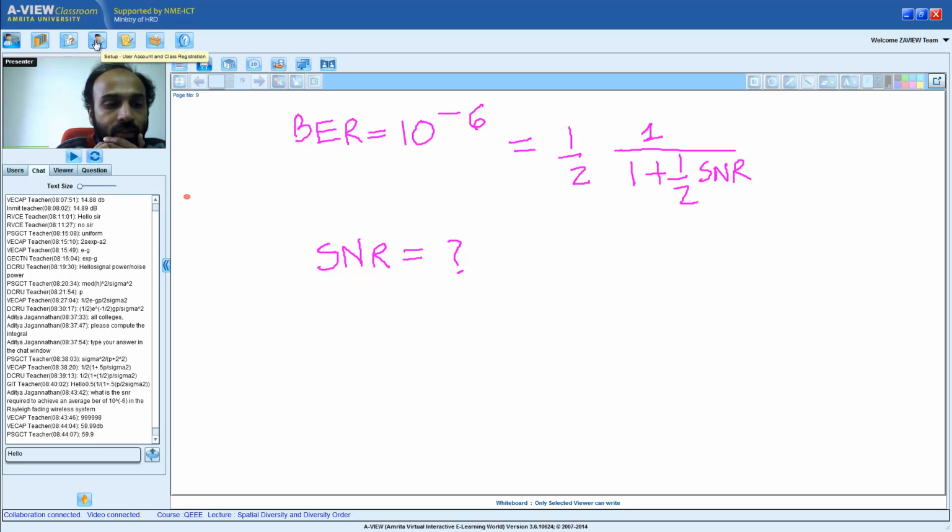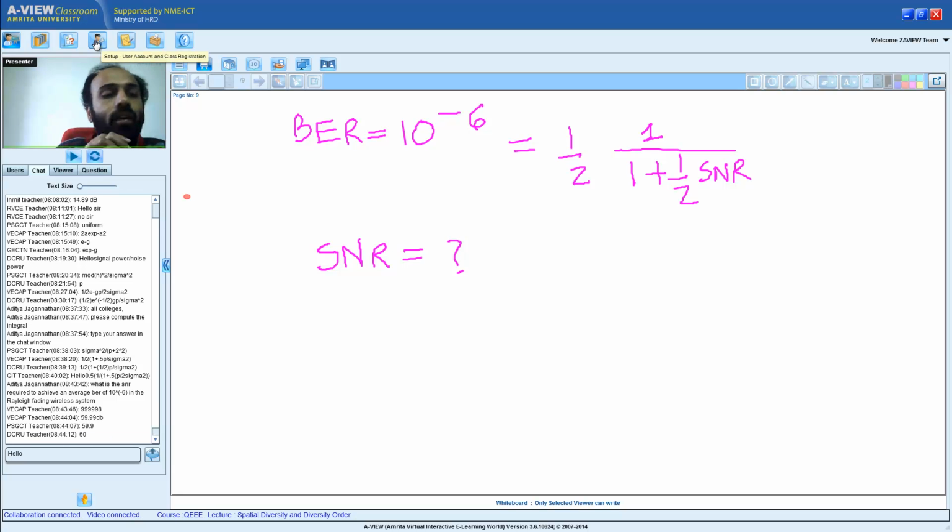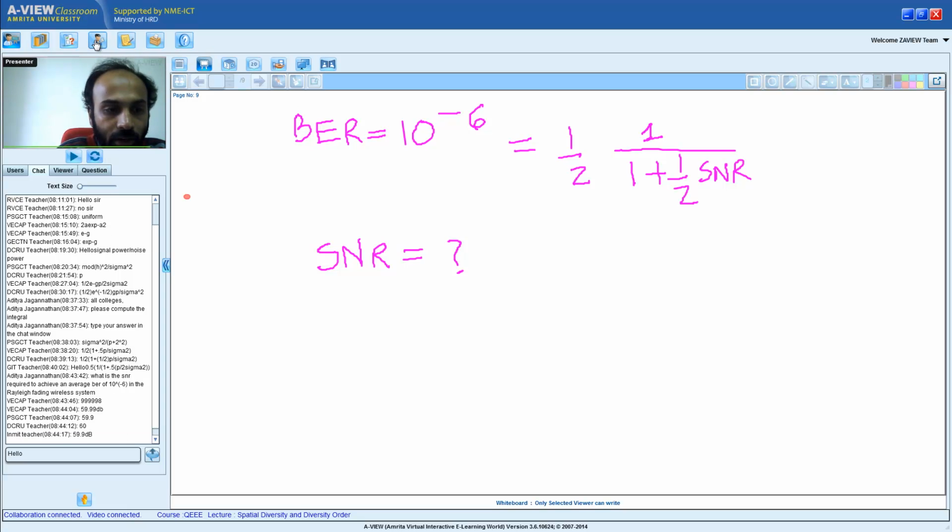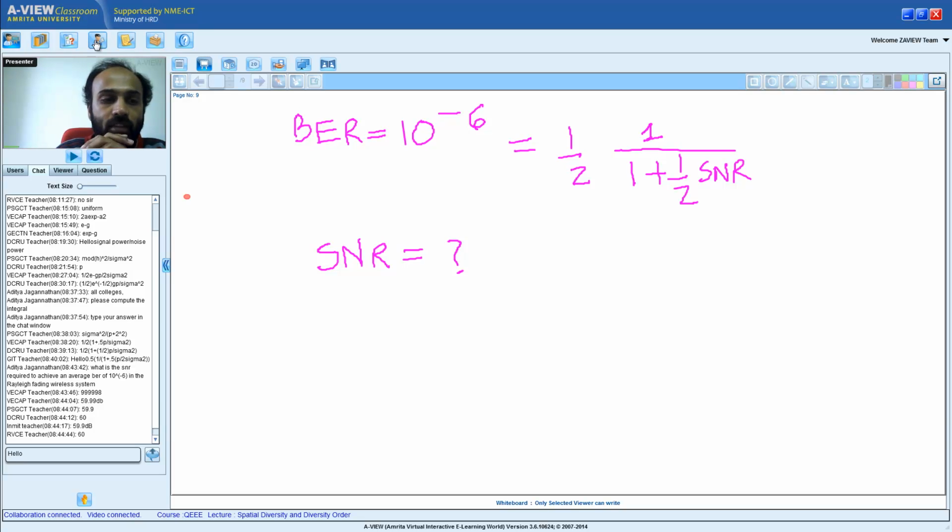Okay, I am getting the correct answer from Recap. PSGCT also I am getting the correct answer. DCRU also. Very good. LNMIT also giving me the correct answer. Can someone else also respond? One more college. This is a simple question, right? I'm getting the answer from VCAP, PSGCT, DCRU, LNMIT. Yes, RVC is also giving me the correct answer.